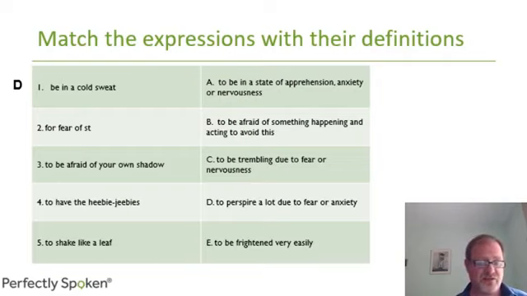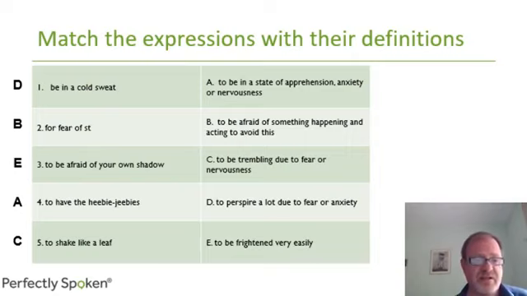Again, we'll see some examples of these in context in a minute. For fear of something, if you do something or act for fear of something, is B, to be afraid of something happening and act to avoid this from happening. You basically did something in case something bad happens, for fear of something. Number 3, to be afraid of your own shadow, is E, to be frightened very easily. Someone who's afraid of their own shadow is easily frightened. Number 4, to have the heebie-jeebies, is A, to be in a state of apprehension, anxiety, or nervousness. And lastly, to shake like a leaf is to be trembling due to fear or nervousness.